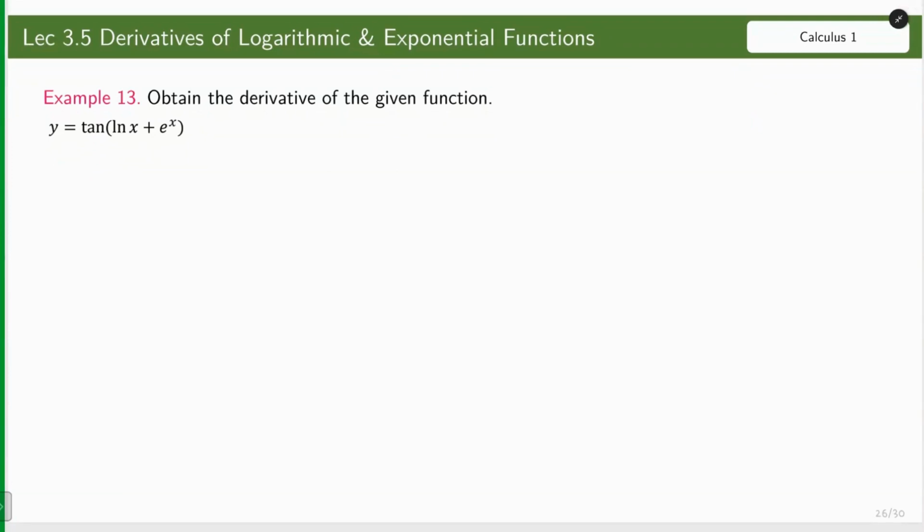Let's have example 13. y is equal to the tangent of the quantity ln x plus e raised to x. This is our u, and then the form is tangent u. Let us use the chain rule. Let u be equal to ln x plus e raised to x. The derivative of u with respect to x is equal to 1 over x plus e raised to x. All right, so let us use the chain rule.